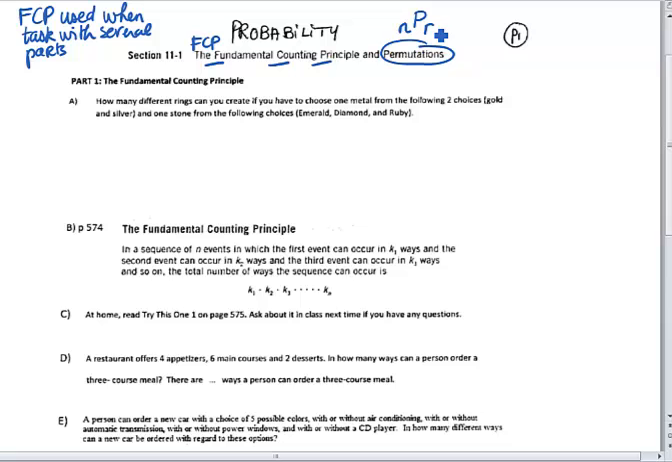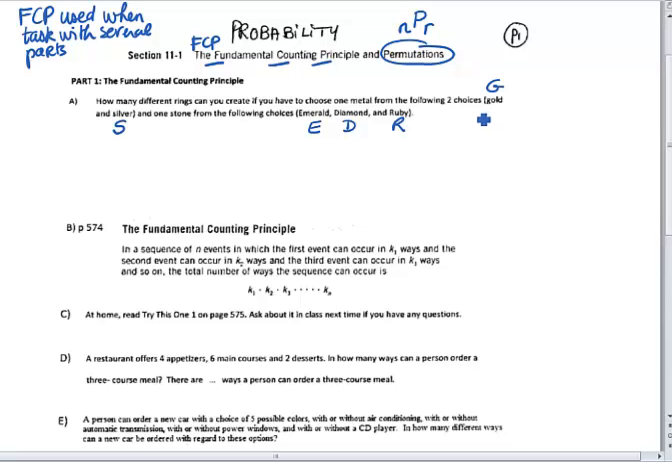Let's look at the first example that we have, and we'll do it just by thinking about it. In this problem, we are told in problem A, how many different rings can you create if you have to choose one metal from two choices, gold and silver. Let's say G is for gold and S is for silver, and one stone from the following choices: emerald, E, diamond, D, and ruby, R. So we want to know how many rings we could create for that.